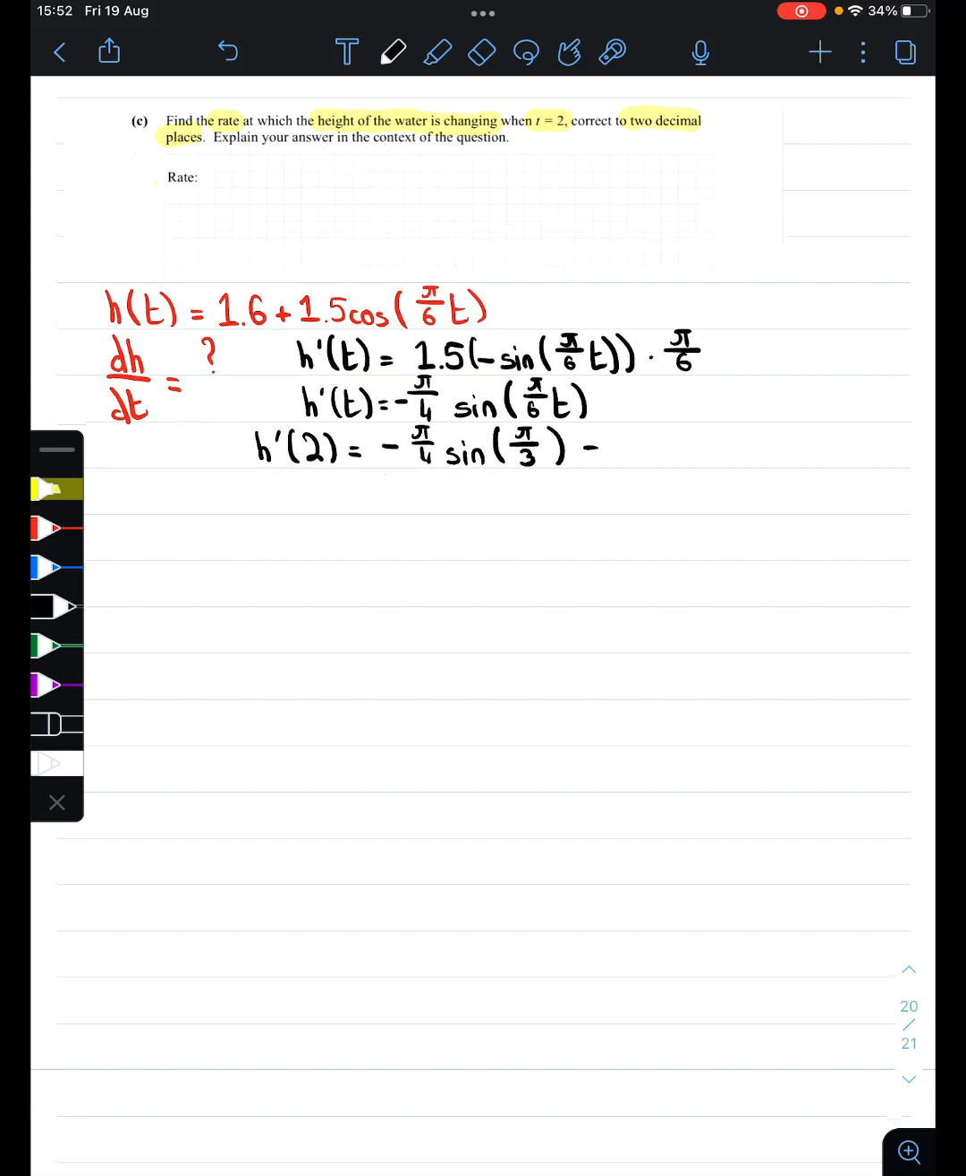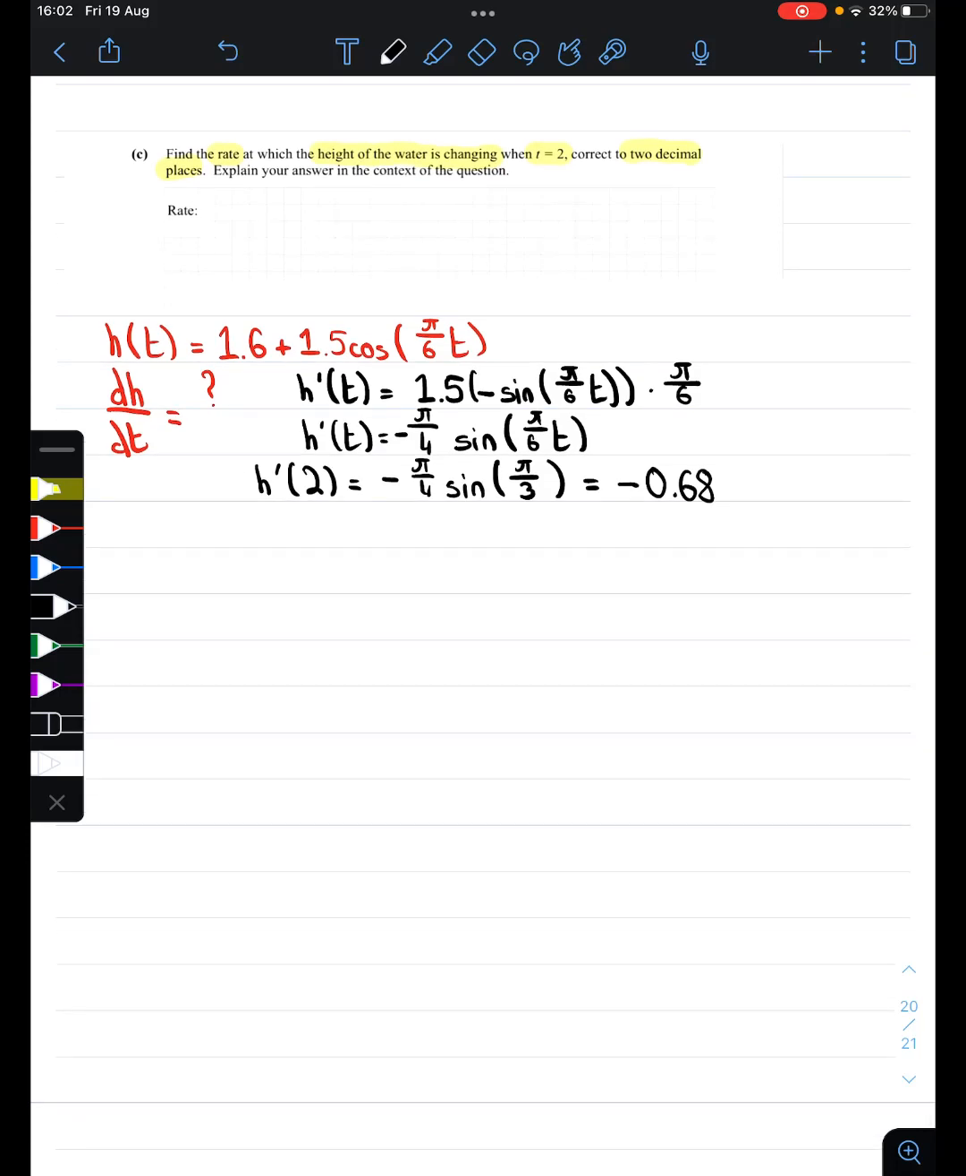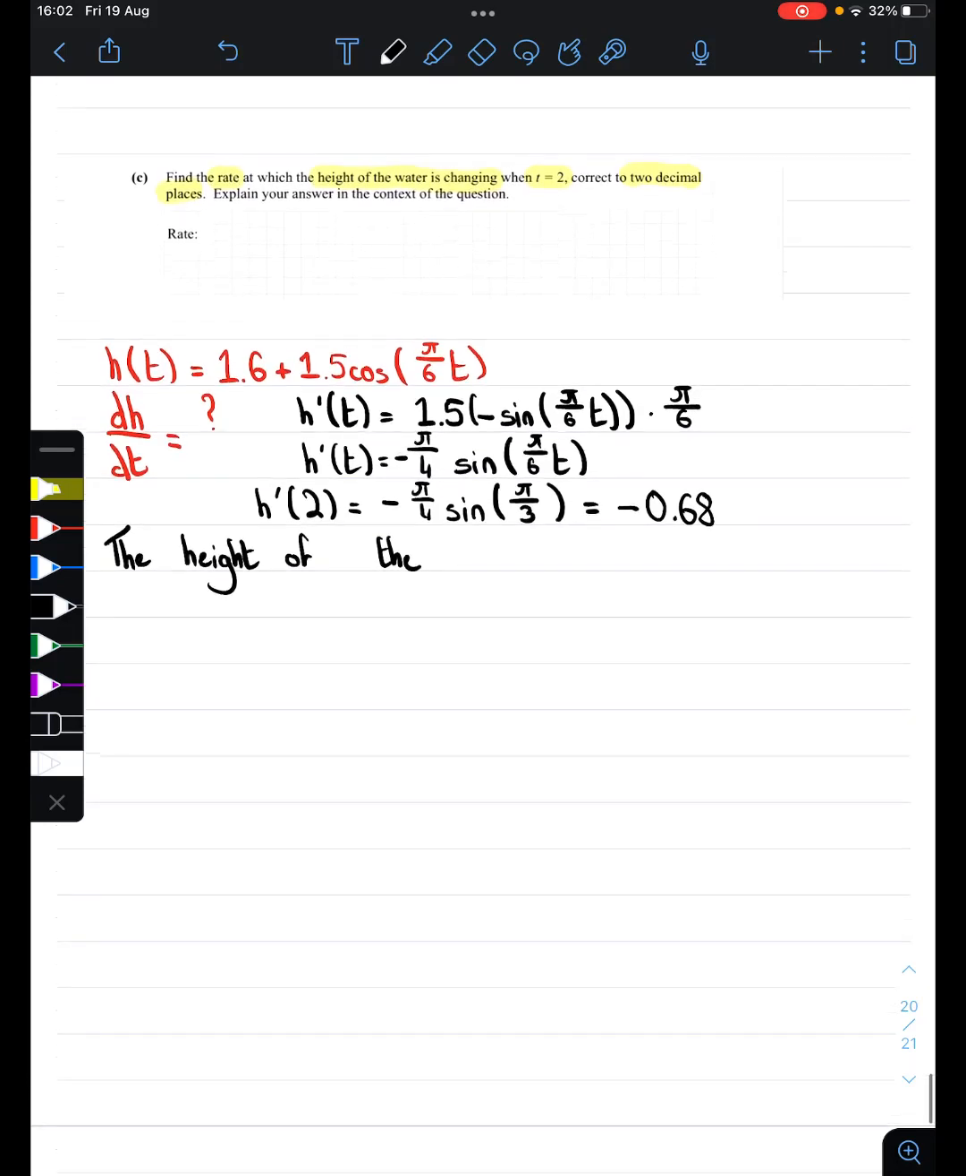And if we plug this into our calculator, we get minus 0.68. Okay, so that's the rate at which the height of the water is changing. And so what does that mean in the context of the question? The rate of change of the height of the water is minus 0.68. So the height of the water is decreasing, and it's decreasing at a rate of 0.68 meters per hour, because that's the units that we're working in.